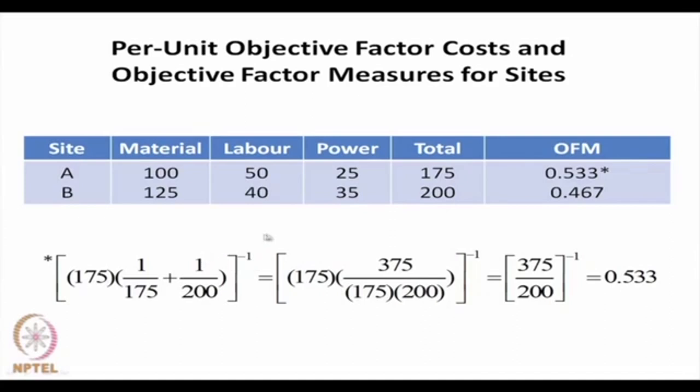Then, according to that formula, we find the relative cost and invert it to find the objective factor measure for each site, A and B. For example, for site A, it is 175 multiplied by (1 divided by 175 plus 1 divided by 200) to the power minus 1, which is 0.533. This is how the objective factor measure is calculated for site A, and for site B, we calculate 0.467 in a similar fashion. These two are the objective factor measures.